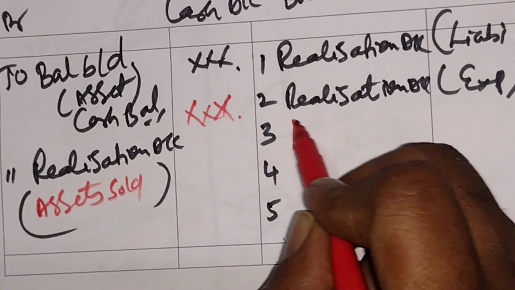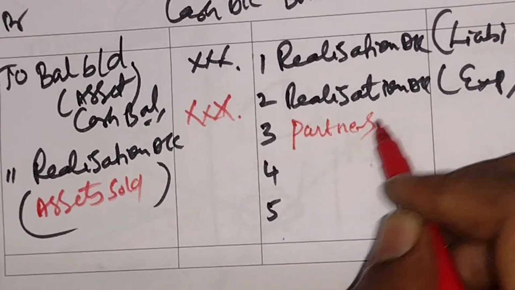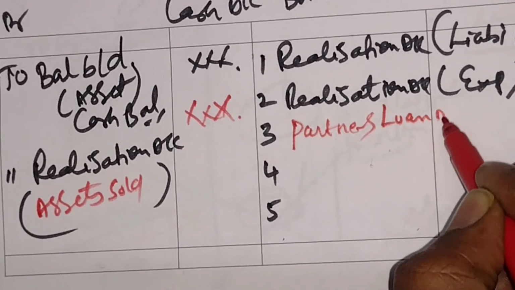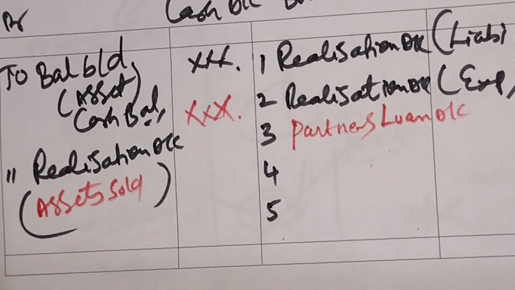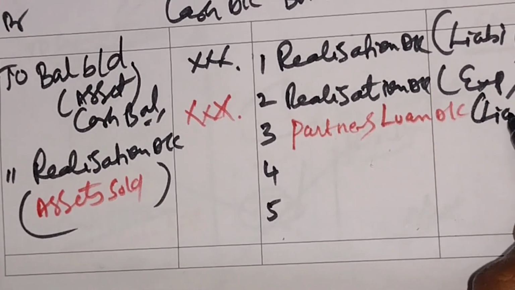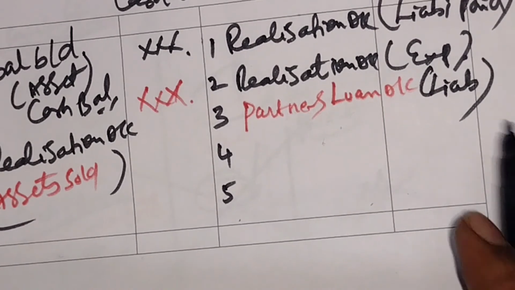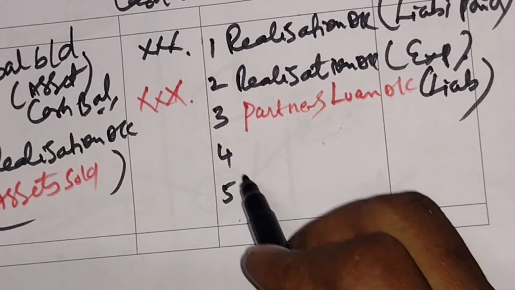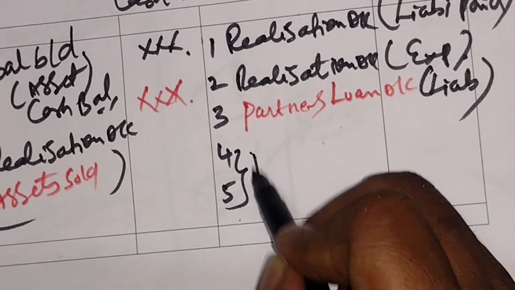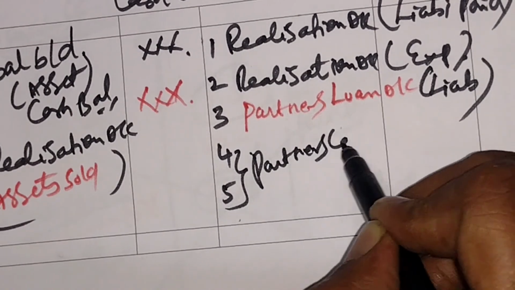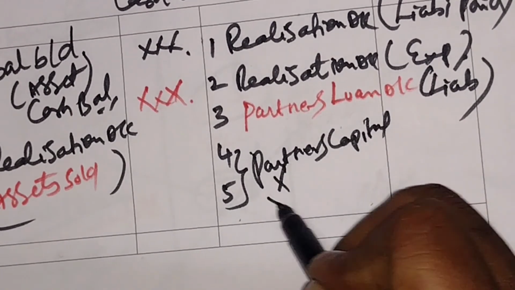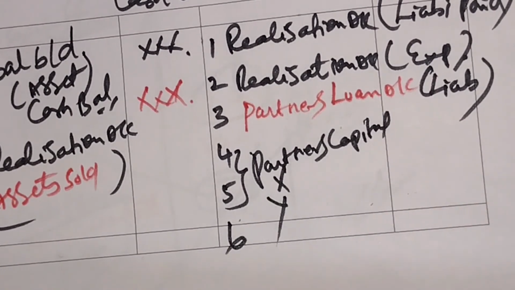Third one should be partners' loan account. In case any loan is given, that will appear in the liability side of the balance sheet. That is the third entry. And fourth and fifth are the partners' capital, partners' capital X and Y.